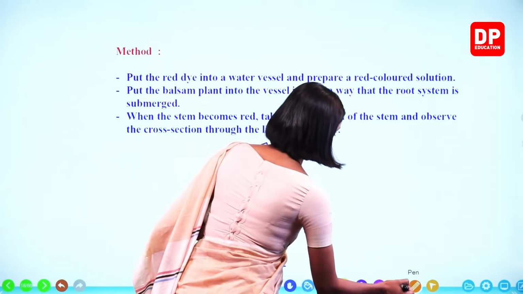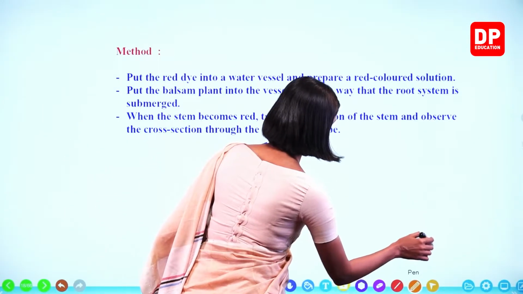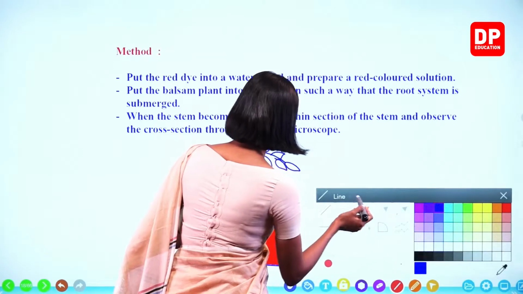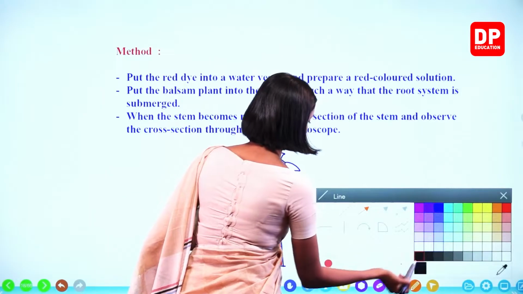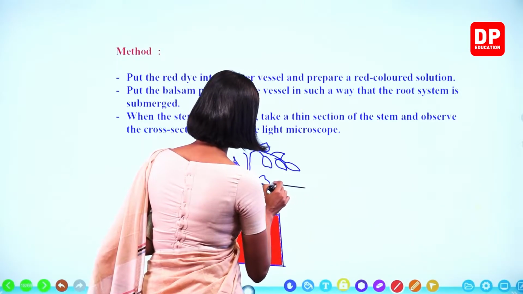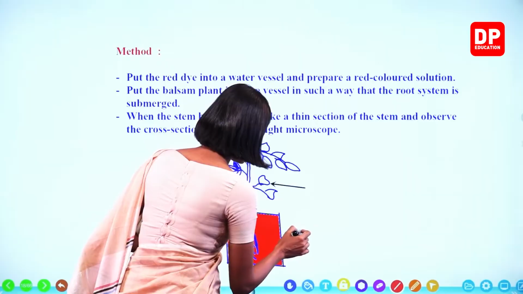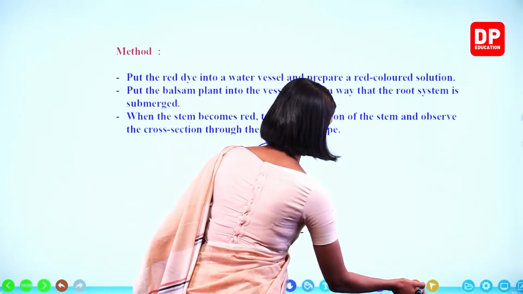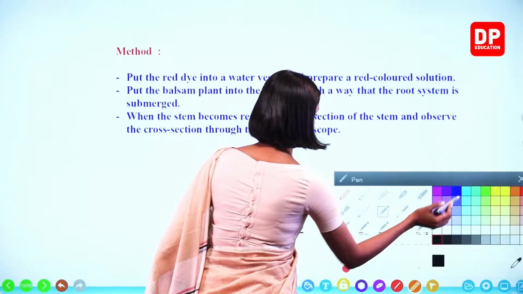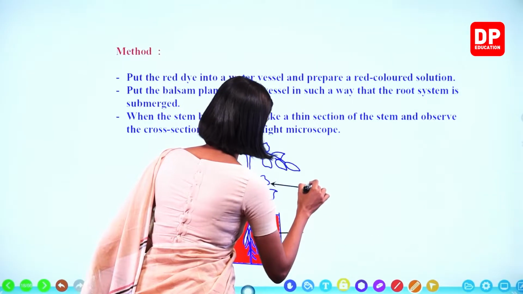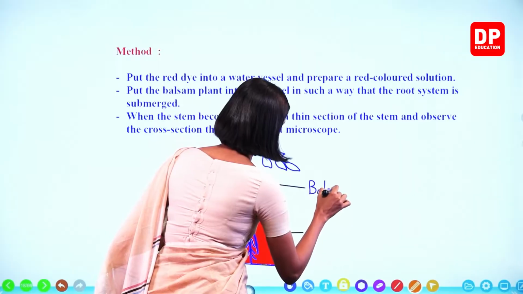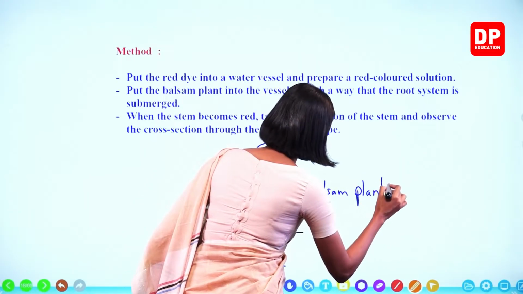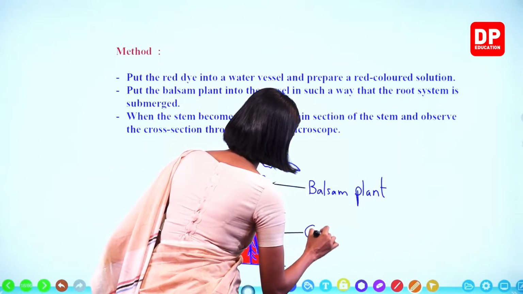Okay, let's label this one, children. So this is the balsam plant. This is the colored water. Balsam plant and colored water.